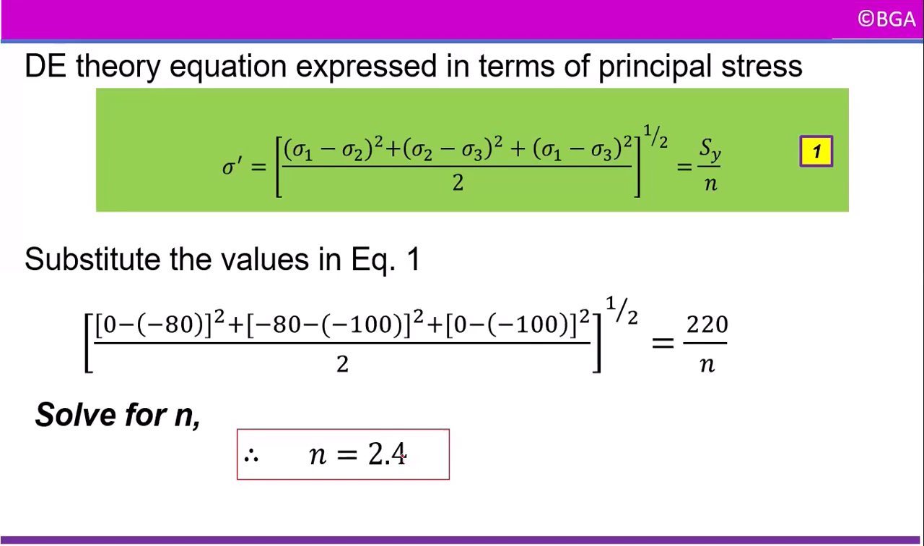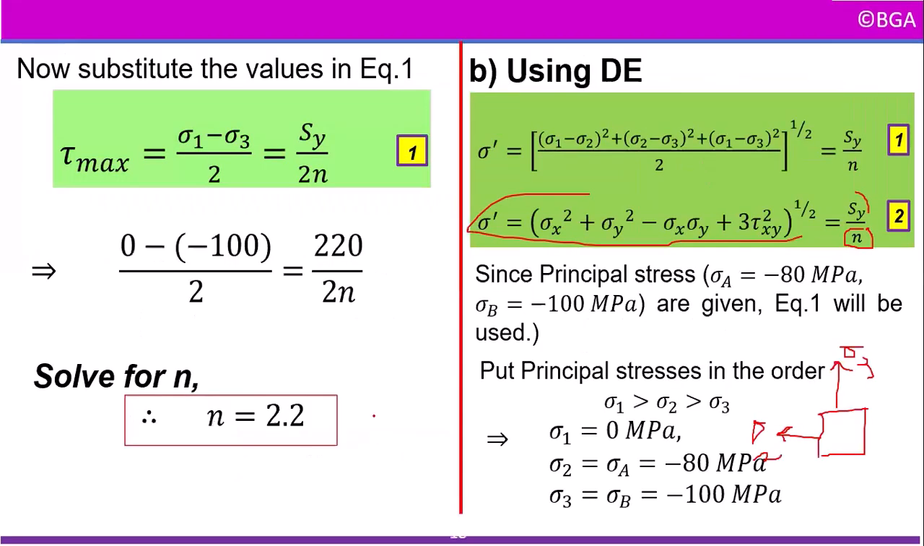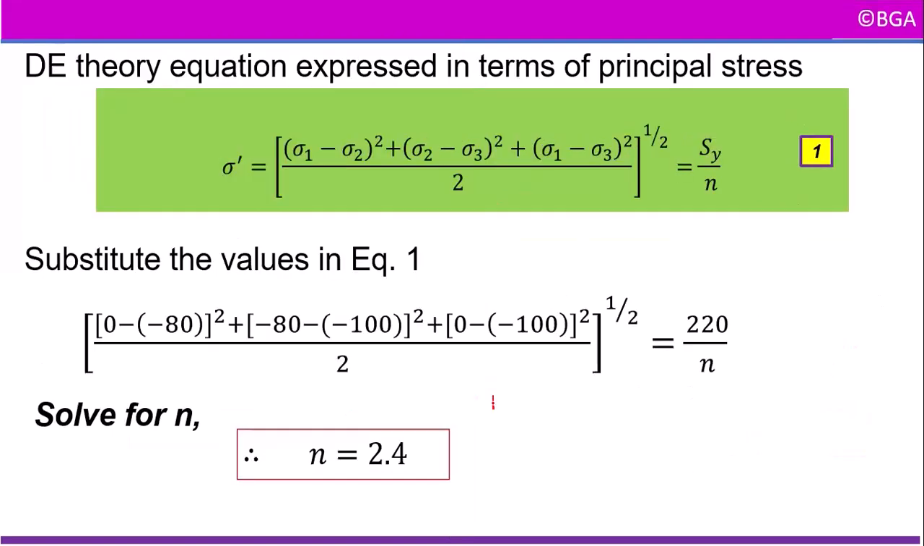So this is the safety factor that we calculated using the distortion energy theory. Here, you need to notice again what we stated earlier in the previous tutorial. The factor of safety that we get using MSS theory is always less than the factor of safety that we calculate using the DE theory. That's why we always say maximum shear stress theory is restrictive or conservative. So this is how you solve this problem.